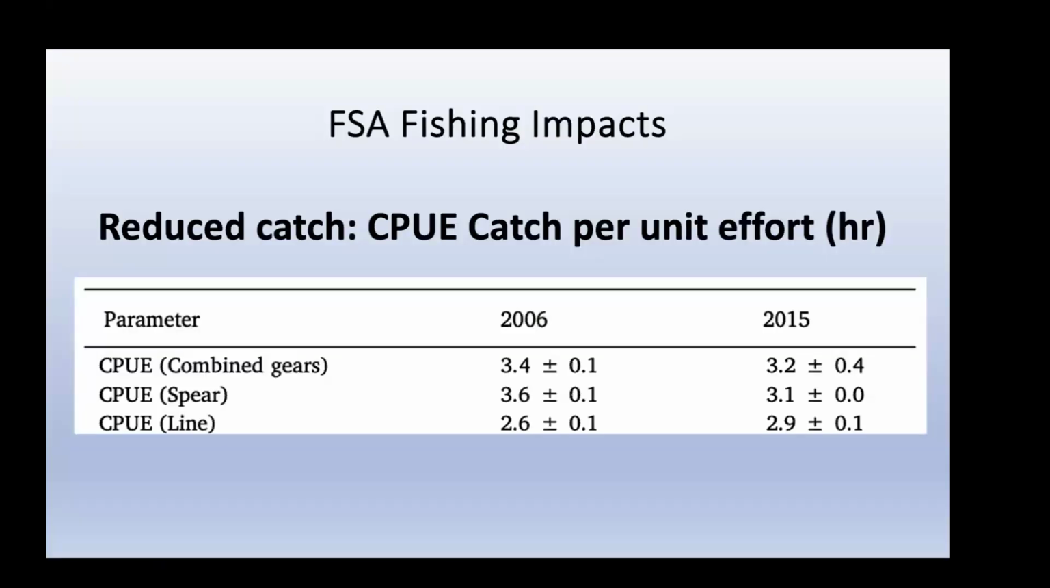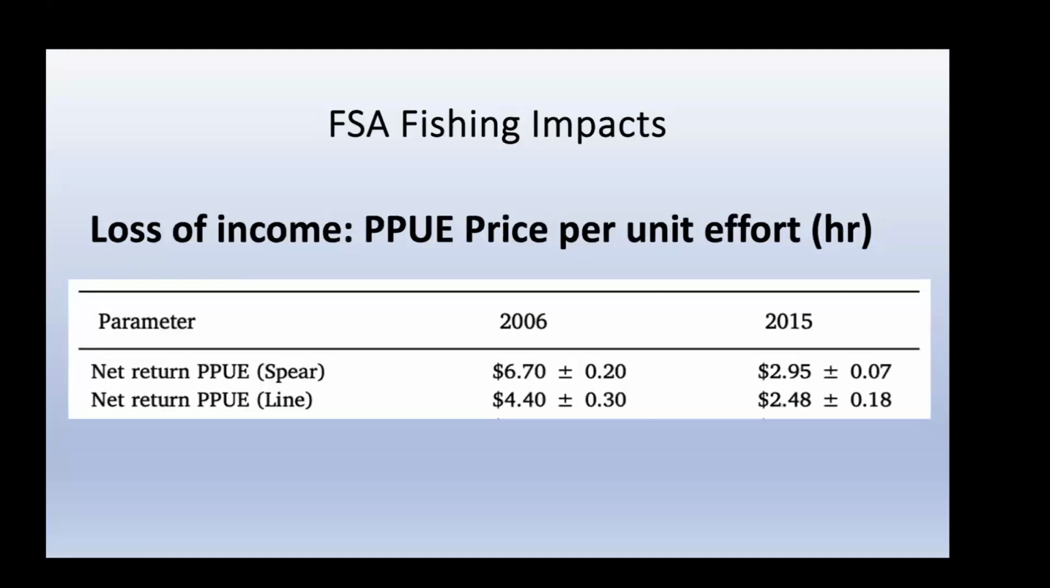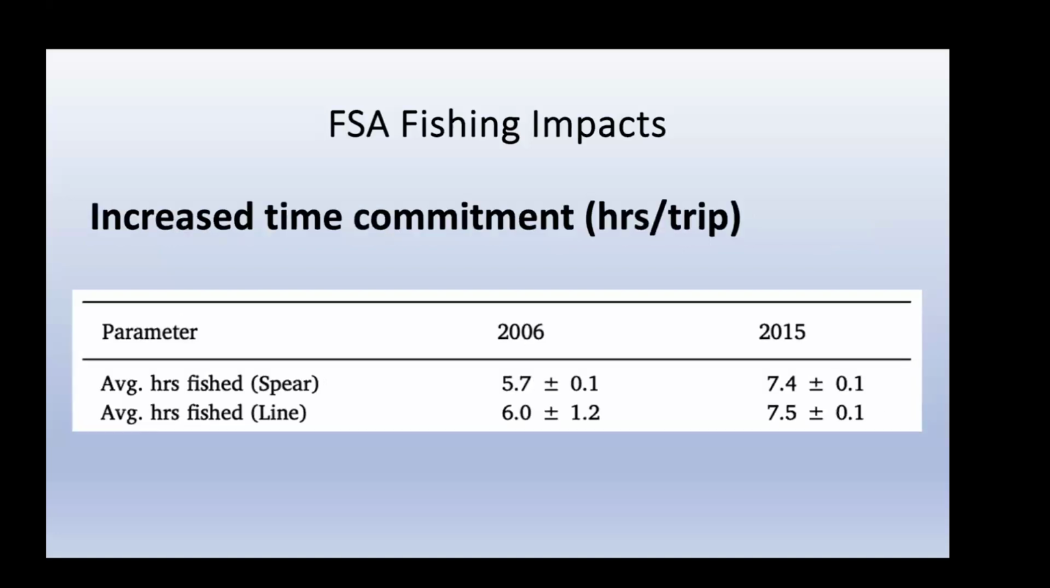The next three slides show changes in catch, income, and effort over a 10-year time period using fishery-dependent methods. In this example, fishery-dependent methods identified reductions in catch per unit effort, or the number or weight of fish that can be taken in a given time period. By collecting fishery-dependent economic data, losses in fisher income can also be identified. Similarly, an increase in fishing time for the same catch is often a reflection of an impacted fishery.